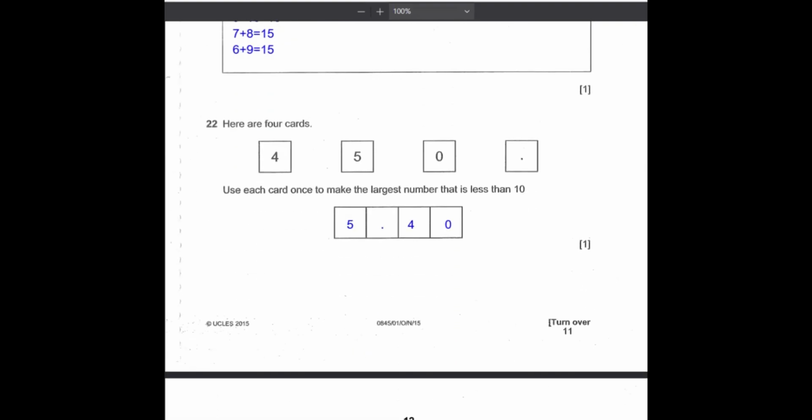You've got here 4 cards. They use the cards to make the largest number that is less than 10. If you look, when I say the largest number less than 10, I know it will be a 1-digit number. So you choose the highest digit, which is 5. So it's 5. Then you put your decimal point and say what? 40. Why do we say 40? Because we need the largest number.